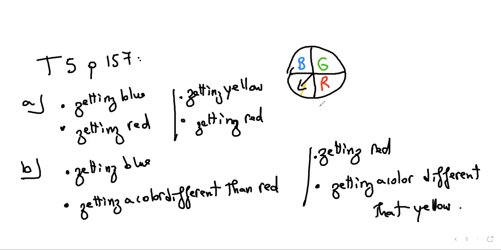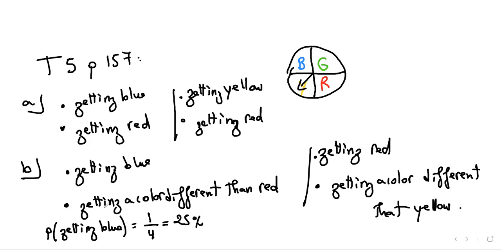Right, now find the probabilities of your four outcomes in B. For example, I will focus on these two outcomes. The probability of getting blue: I have only one section with the blue color, so it will be 1/4. So I have a 25% chance to get blue.